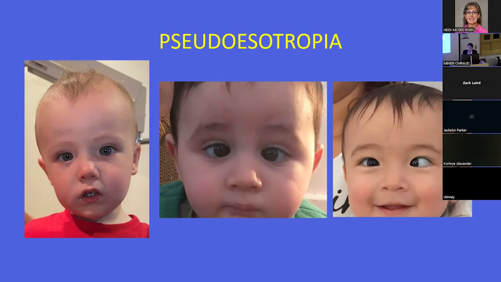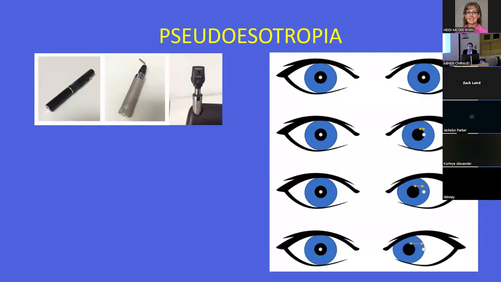Pseudo because it looks like he's drifting, but he's really not. This patient is straight. And we can all do this in the clinic, and you guys can do this as well: we shine a light and we look for the corneal reflex. If you look at the one on the top, you see that the reflex of the light in the cornea is right at the center of the pupil. This patient is completely aligned.